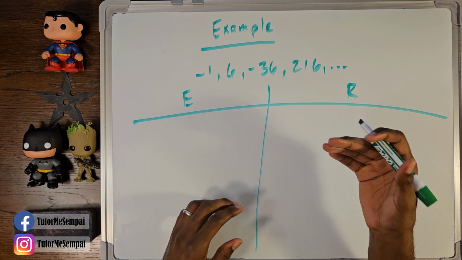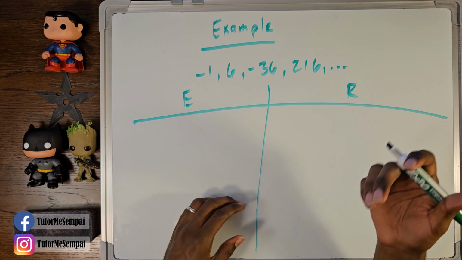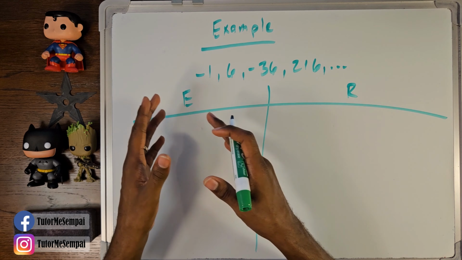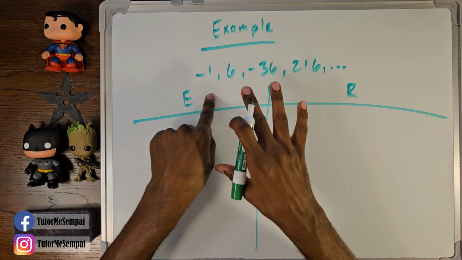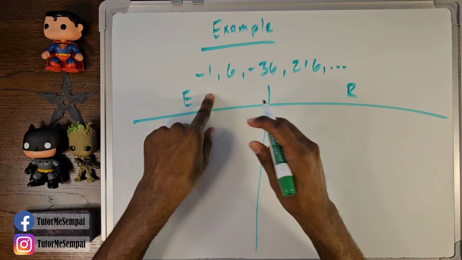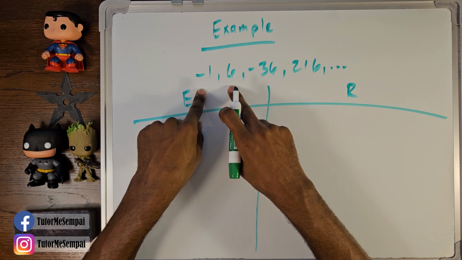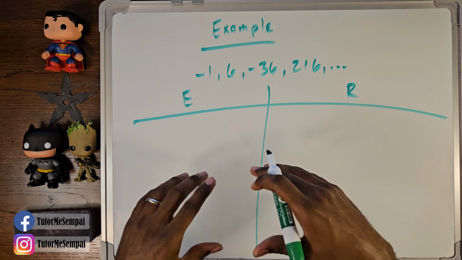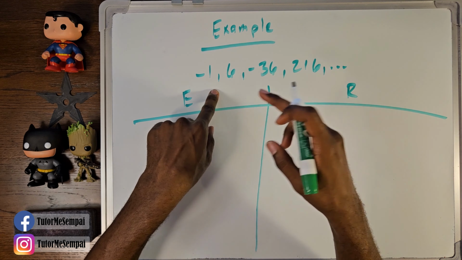Now, this should be a geometric sequence, and you can easily test that by finding your common multiple or your common ratio between your consecutive terms. So we're going to start with that. We're going to start at negative 1 and go to 6 and figure out what is going to be our common multiple or our ratio for this sequence.